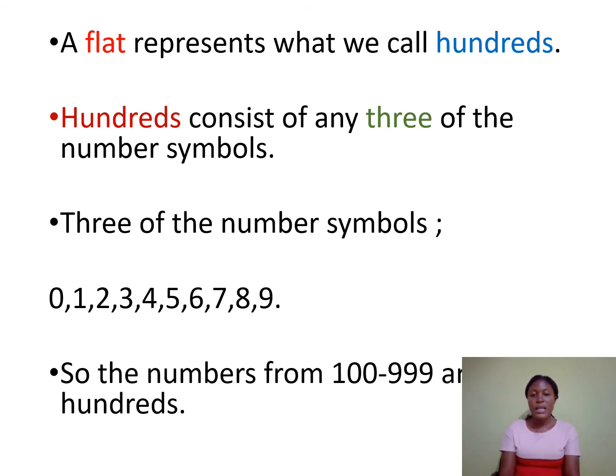Hundreds. So the numbers ranging from 100 to 999 are called hundreds because they consist of three number symbols. Good.